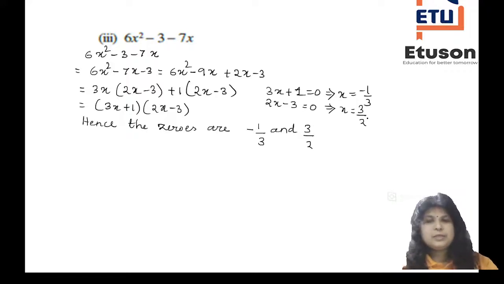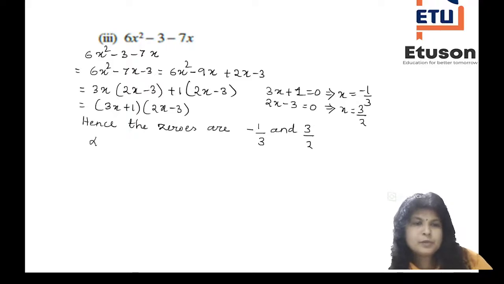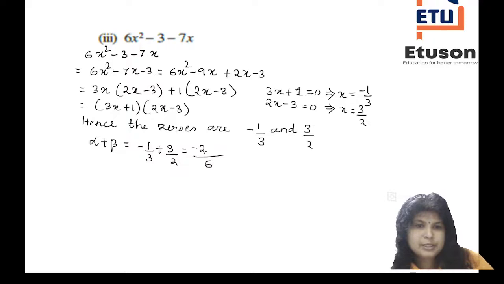So x is equal to, these are the zeros we have found out. Now let us find out the relationship, that is alpha plus beta. So alpha plus beta is equal to minus 1 by 3 plus 3 by 2. So, 6 is the denominator. Here you will get minus 2 plus 9, and the answer is 7 by 6.